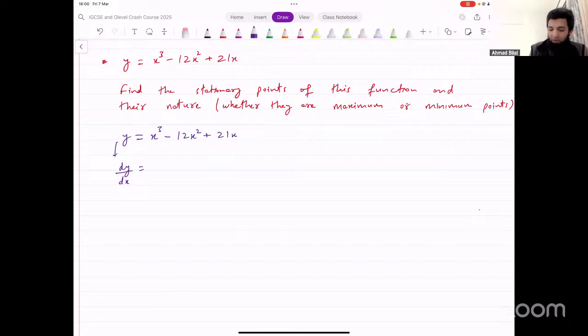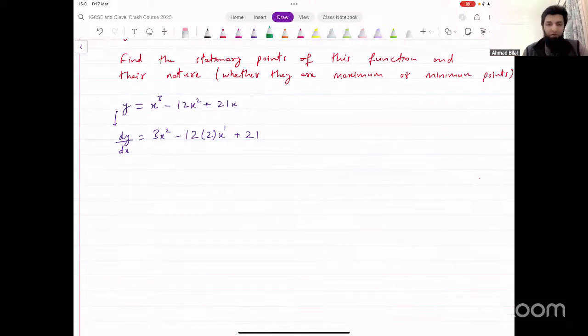Okay, how do we do that? We multiply by the power, it becomes 3. We subtract 1 from the power, it becomes x squared, minus the derivative of this thing. 12 is a constant that's multiplying, that remains as it is. You multiply by the power, you subtract 1 from the power, it becomes 1. And then 21x, the derivative of that is just 21. This is the result that we get from this. Okay, this is dy over dx.